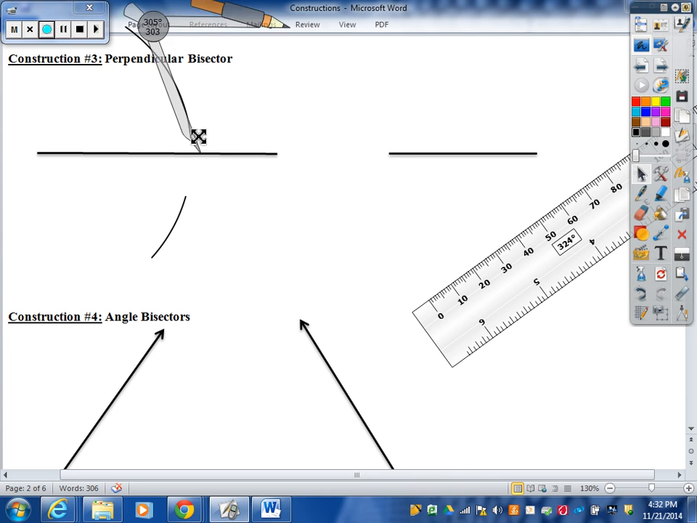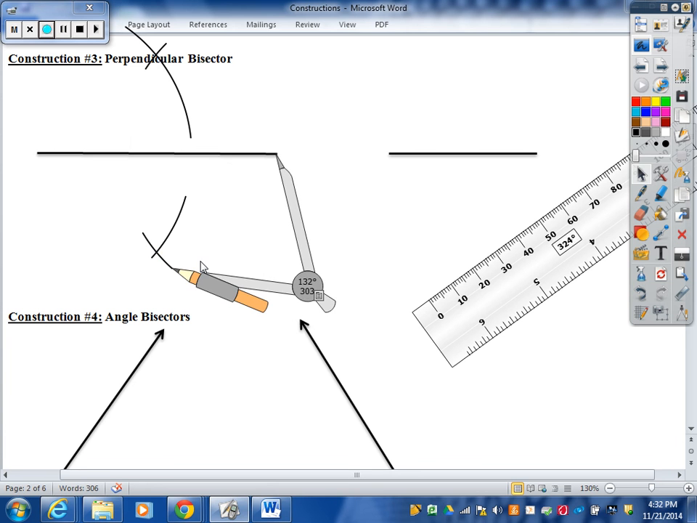Okay, and I'm going to come over here to the other endpoint, and I'm going to do the exact same thing. Make an arc above, and make an arc below. All right.